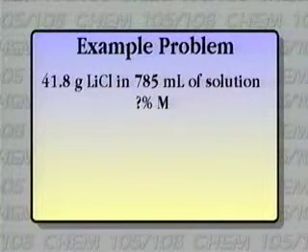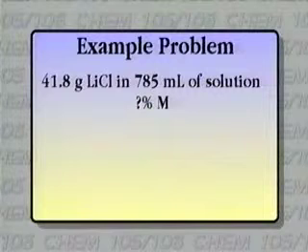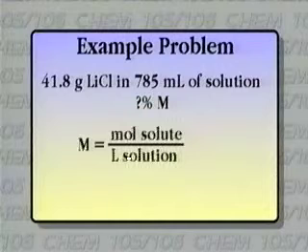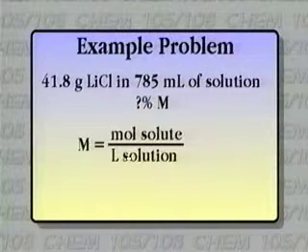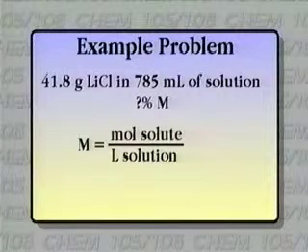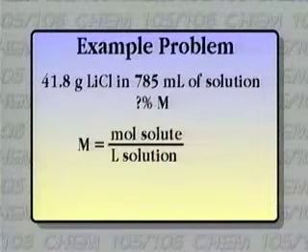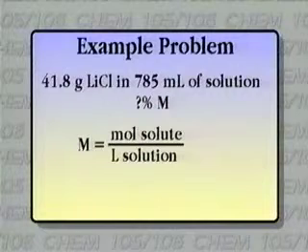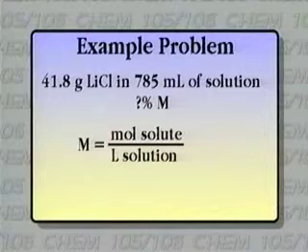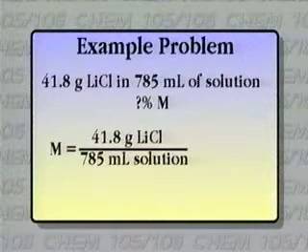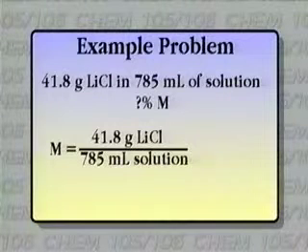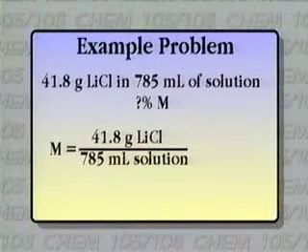Now, in setting the problem up, we want to calculate molarity, and so we know that we need to end up with units of moles of solute over liter of solution. That's what we have to have for units when we finish up. So let's go ahead and start. We have 41.8 grams of lithium chloride over 785 milliliters of solution.